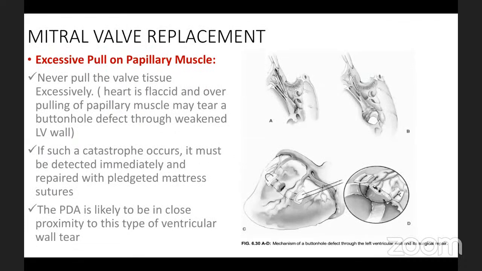Also, beware of excessive pulling on the papillary muscle. Never pull the valve tissue excessively. The heart is flaccid, and over-pulling of the papillary muscle, as we can see here, may tear a buttonhole defect through the weak LV wall. If such a catastrophe occurs, it must be detected immediately and repaired with a pledgeted suture. The PDA is likely to be in close proximity to this type of ventricular wall tear, so care must be taken during the repair.